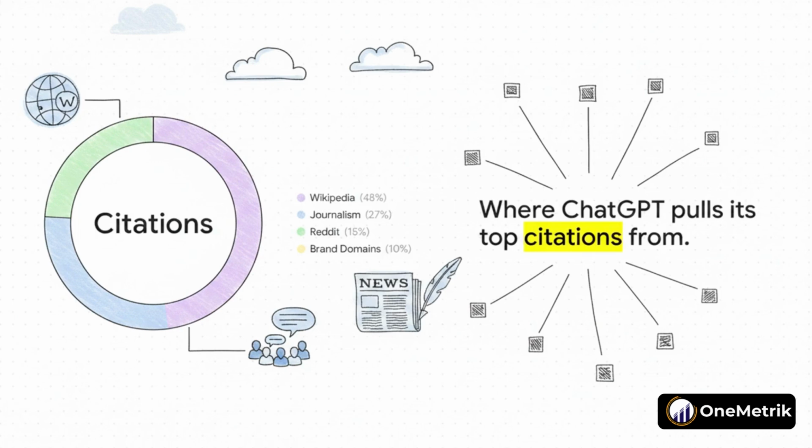Journalism and news account for 27%, and community forums like Reddit take about 15%. But brand domains, only 10%. AI systems heavily prioritize authentic, human-vetted entities. So your strategy can't just live in a silo on your own website. Your entity needs a strong footprint in the places the AI already inherently trusts.